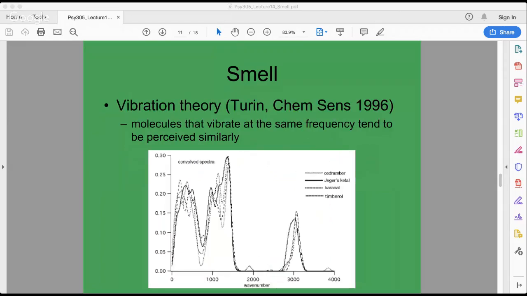The vibration theory proposes that every perceived smell has a different vibrational frequency, and that molecules that produce the same vibrational frequencies will smell the same, even if they have different molecular structures. However, other researchers have failed to support this theory.